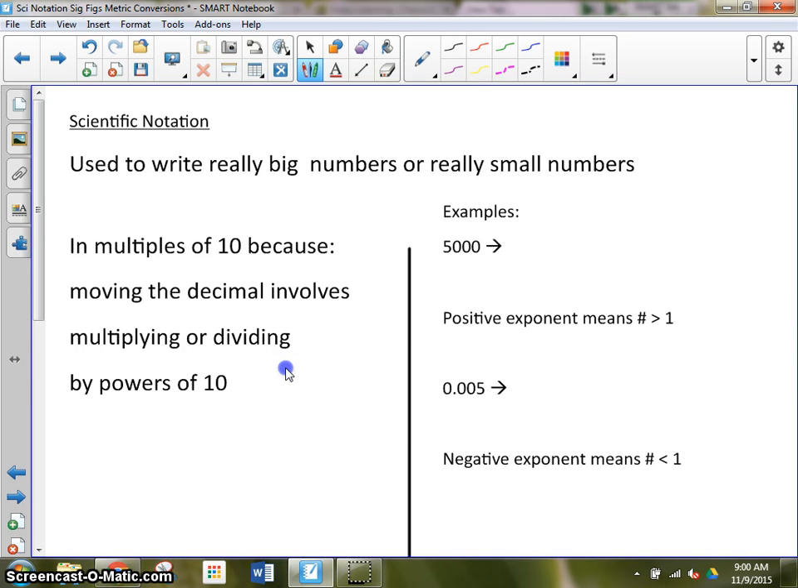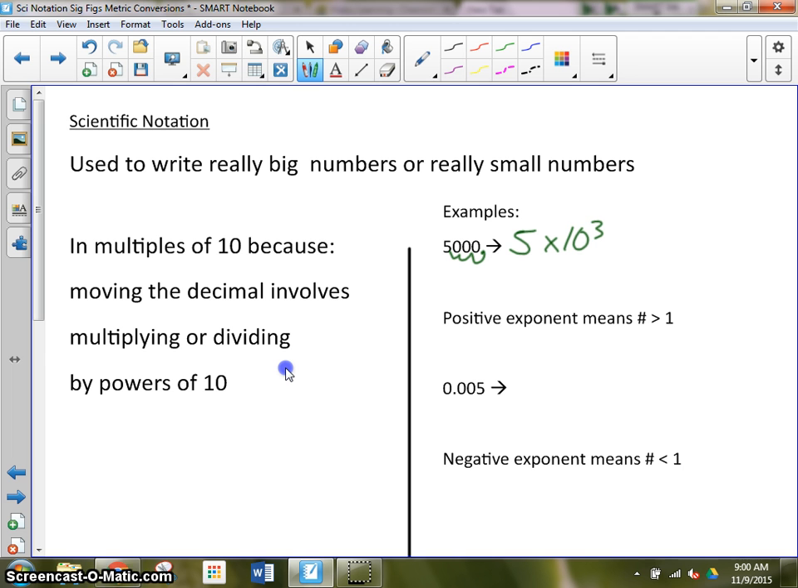The reason we do it in multiples of 10 is that when we are working with these numbers, we can simply move the decimal around by multiplying or dividing. So if I have 5,000 and I want to convert that to scientific notation, I'm going to move the decimal so that there is a single number, one non-zero digit, left of the decimal. I then use an exponent on the 10 to tell me how many times I move the decimal.